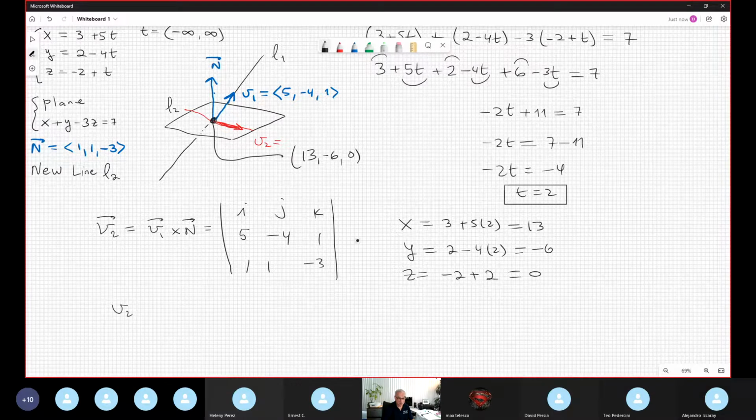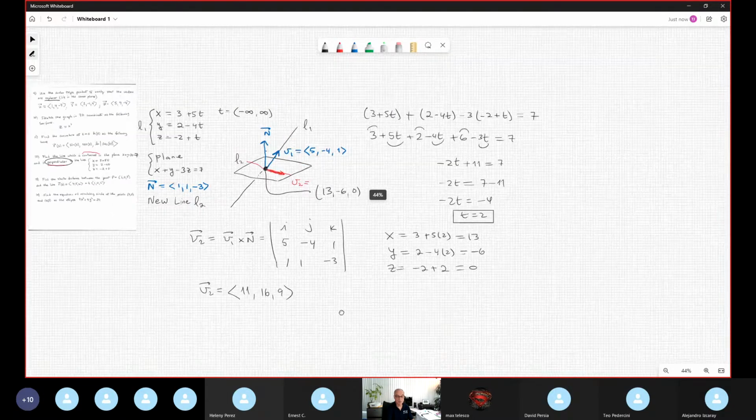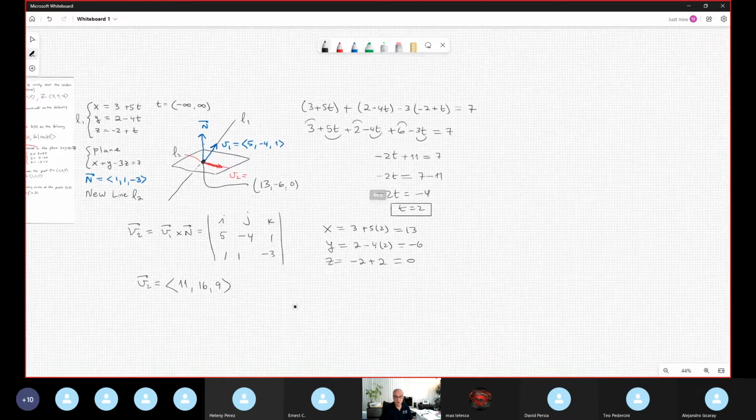And the answer is B2, a vector, which is 11, 16, and 9. Okay, and this is the direction vector of the new line. Finally, the final answer. The final answer is to set out the line's parametric equation, or either way. I prefer parametric. Parametric is the point, so x, y, and z.